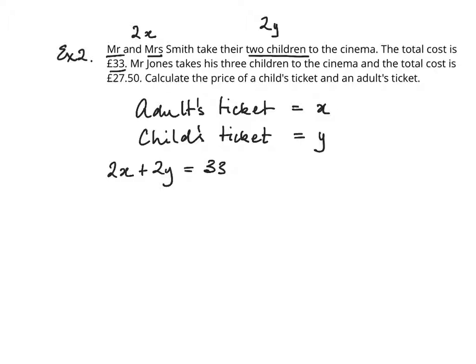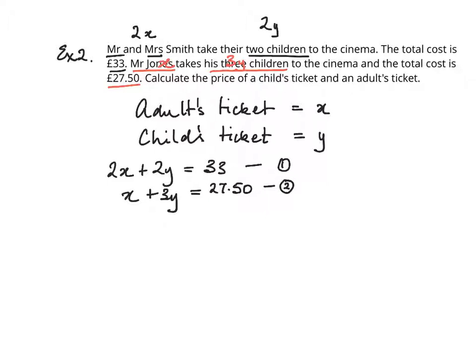Mr. Jones. Mr. Jones is 1 adult, so that's a single x. Takes his 3 children. So that'd be 3y. And the total cost is £27.50. So 1x plus 3y equals £27.50. And we'll number the equations 1 and 2.